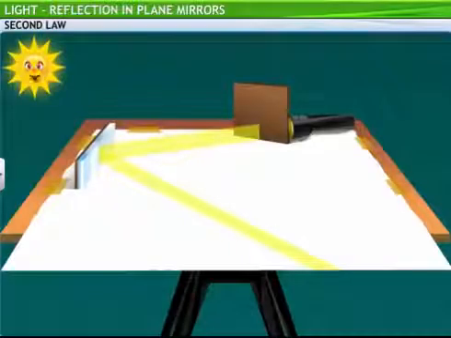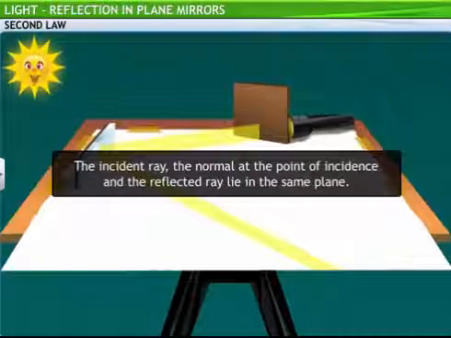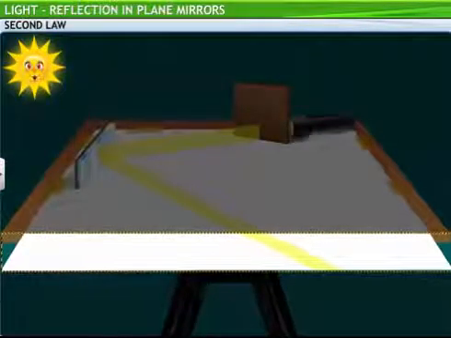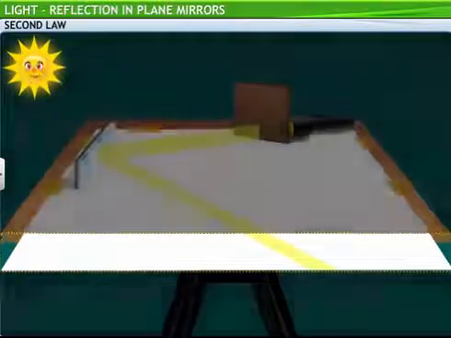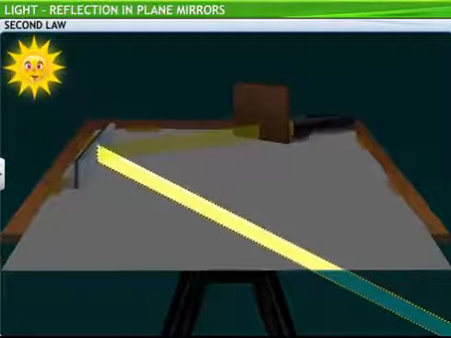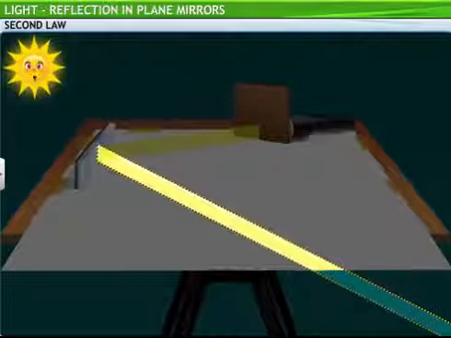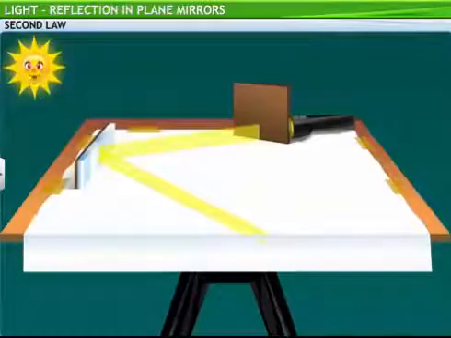Now let's look at the second law, which states the incident ray, the normal at the point of incidence, and the reflected ray lie in the same plane. We will slightly modify the setup that we used in the previous activity. Consider the portion of the white paper that extends beyond the edge of the table. Initially, you can see that the reflected light rays are on this portion of the paper, right? Right. Now, fold the paper downwards, along the edge of the table.